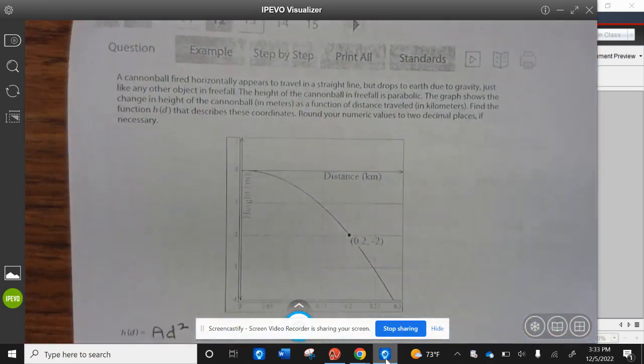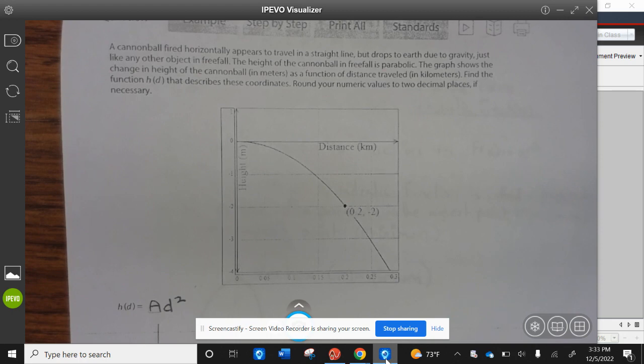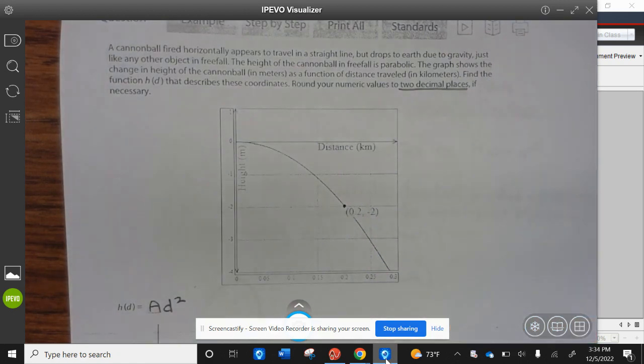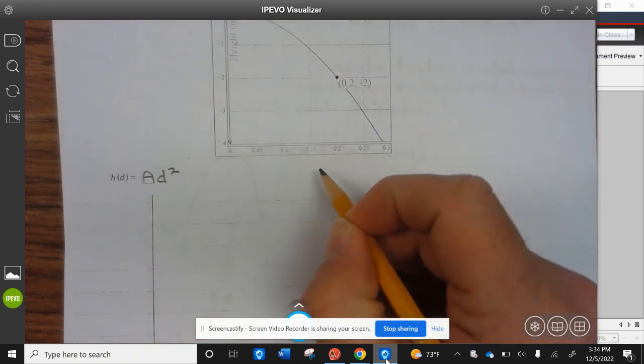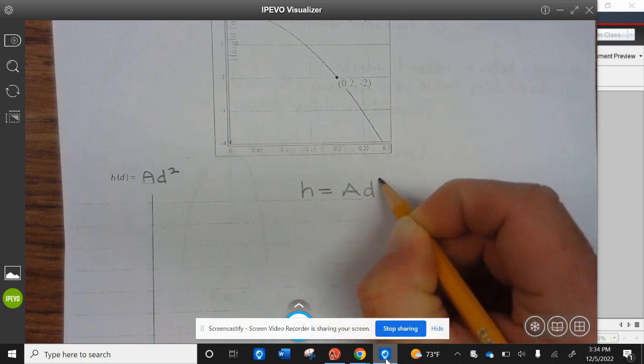A cannonball fired horizontally appears to travel in a straight line but drops to Earth due to gravity. Just like any other object in freefall, the height of the cannonball in freefall is parabolic. The graph shows a change of the height of the cannonball in meters as a function of distance traveled in kilometers. Find the function h of d that describes these coordinates. Round your answer to two decimal places if necessary. Okay, so we're going to use the form h of d equals ad squared. So we can rewrite that as h equals ad squared.